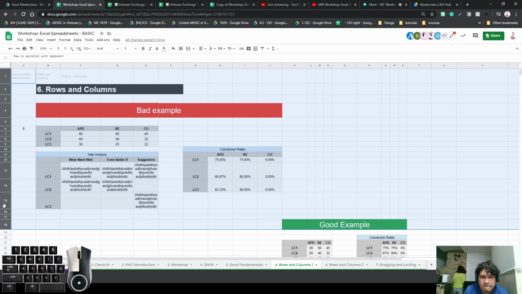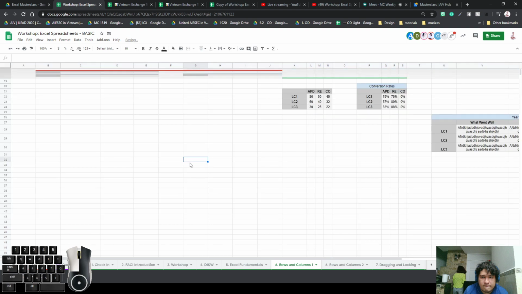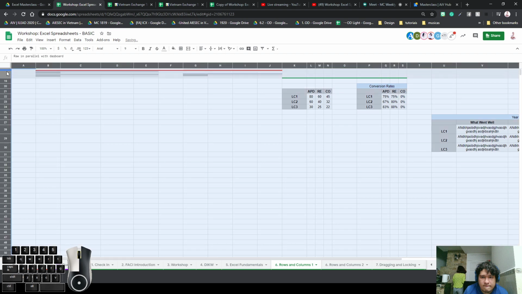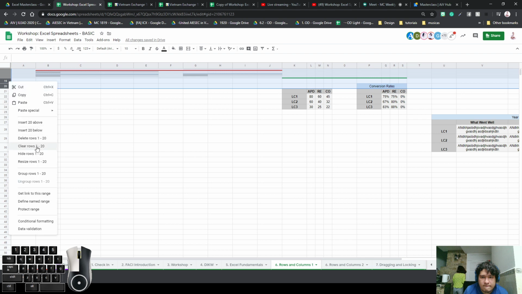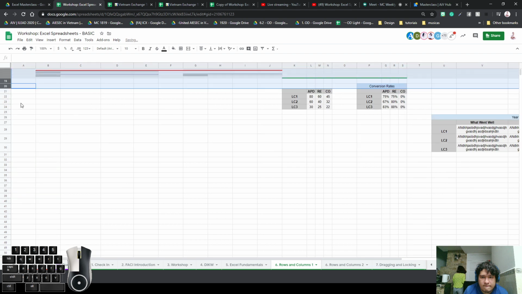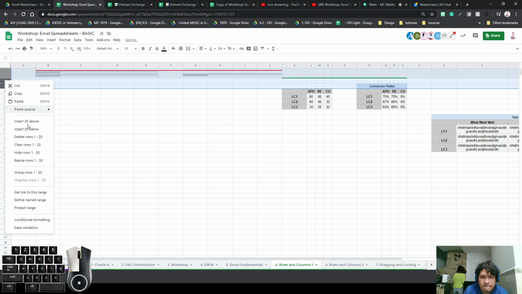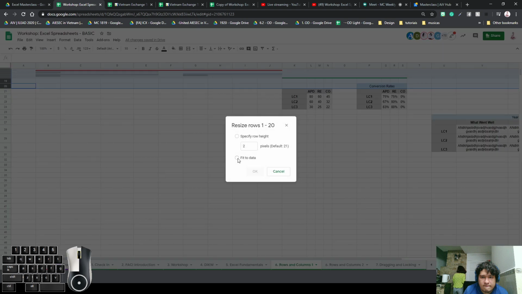So let's pretend we made a mistake. Oh my god, what happened? All of our rows are super tiny, so tiny that you cannot click on them. What happened? So something you can do, you can just select everything here, right click, oh, okay, I did it wrong. So again, right click, resize rows, fit to data, or you can type here.